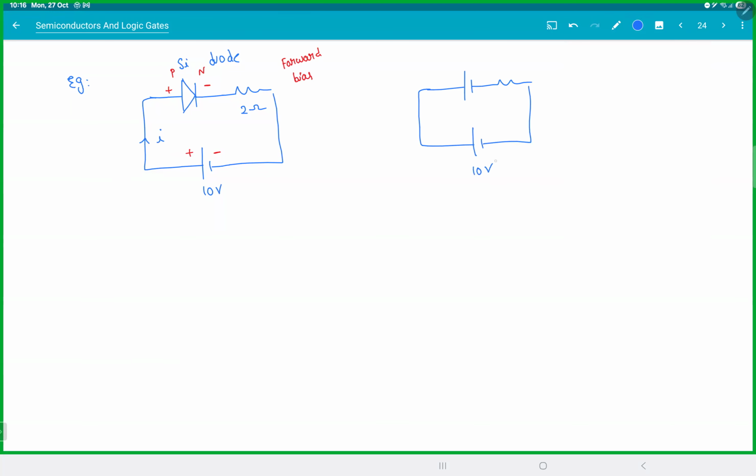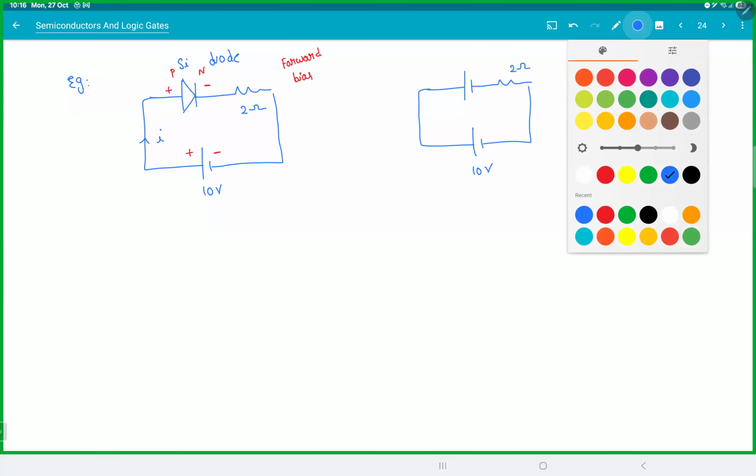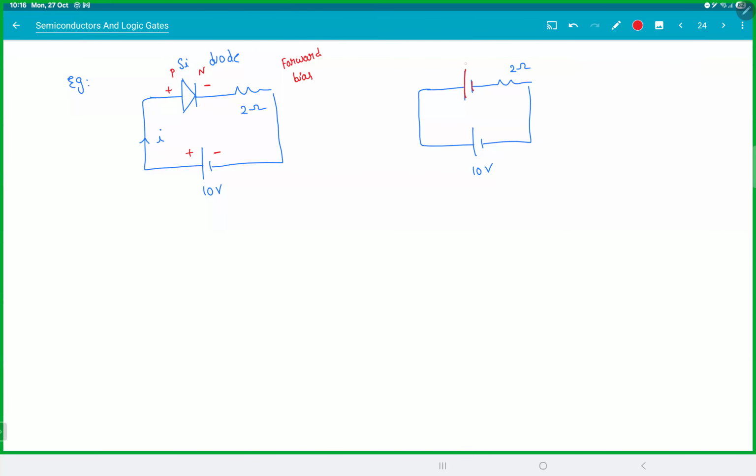What is the barrier potential for silicon diode? 0.7 volts. That means this diode will absorb 0.7 volts and then it will let the current flow. It's like you have to pay some tax. It will act like a wire after 0.7 volts. So silicon diode has a barrier potential of 0.7 volts. That's it. Diode is over.